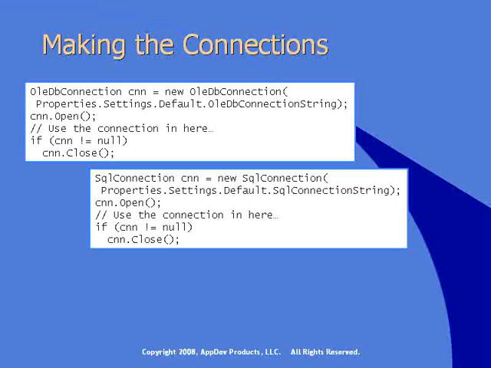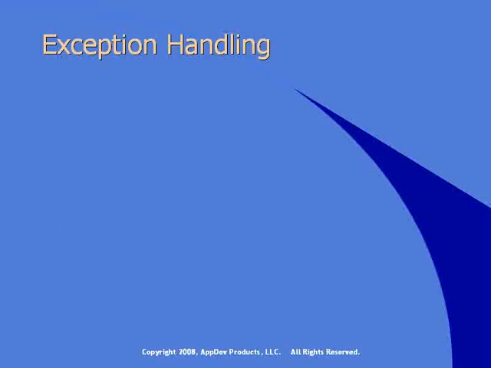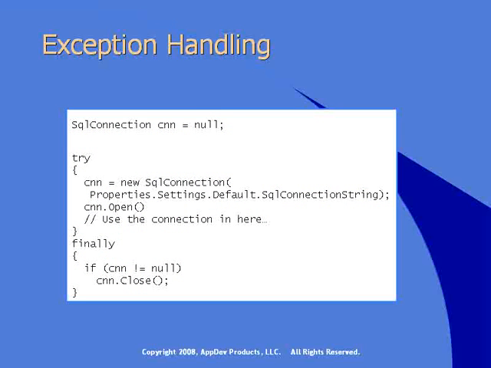You need to make sure you always close connections when you're done with them, because there aren't an unlimited number of connections, especially on SQL Server, where you might be licensing the server by a certain number of connections. You can do the same thing for a SQL connection. You create the new instance of the SQL connection object, you open it, you use it, and when you're done, you close it.